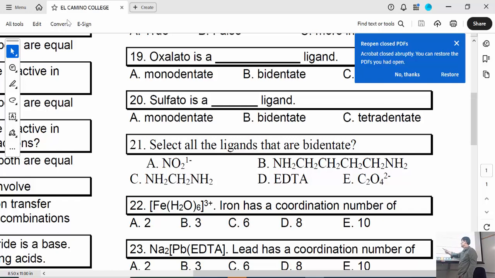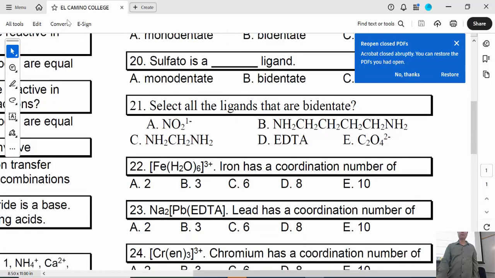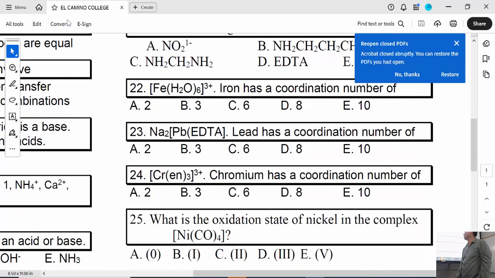Iron has a coordination number of 6. Lead has a coordination number of 6. When we deal with the coordination number, these sodiums are outside the coordination sphere. And so just the EDTA is coordinated. Chromium has a coordination number of 6. These are bidentate ligands, so each of them bites 2 places. So it's 6.